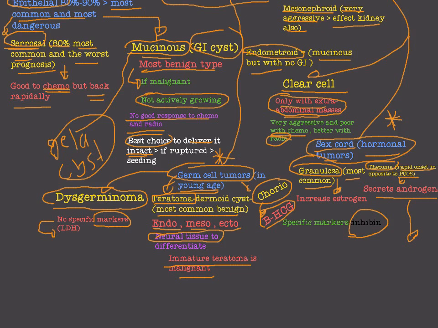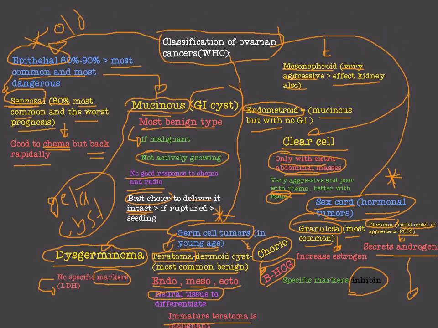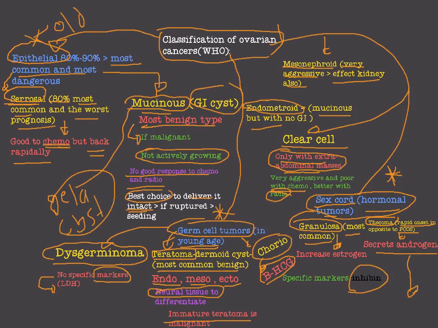These are the types and the subtypes of ovarian cancers: epithelium, germ cell, and sex-cord. Epithelium with serous, mucinous, endometrioid, mesonephroid, and clear cell, okay. And the germ cell tumors: dysgerminoma, teratoma, choriocarcinoma. Sex-cord or hormonal tumors: granulosa and thecoma, which secretes androgen, and granulosa, which secretes estrogen with a specific marker of inhibin, okay.